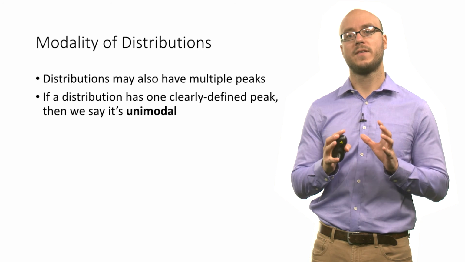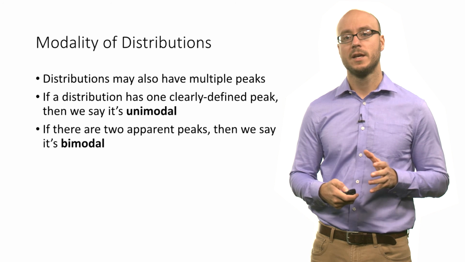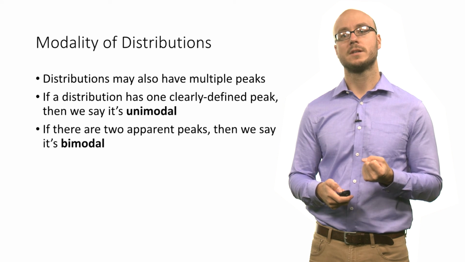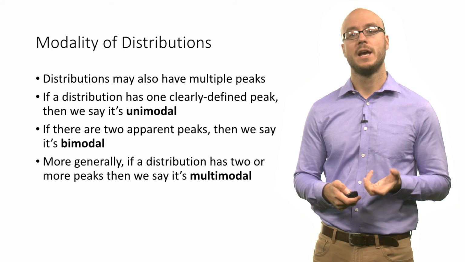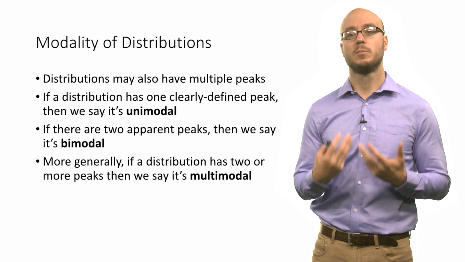If there's one clearly defined peak, we say it's unimodal. If there are two peaks, then we say it's bimodal. And if there are three peaks, we like to say it's multimodal.